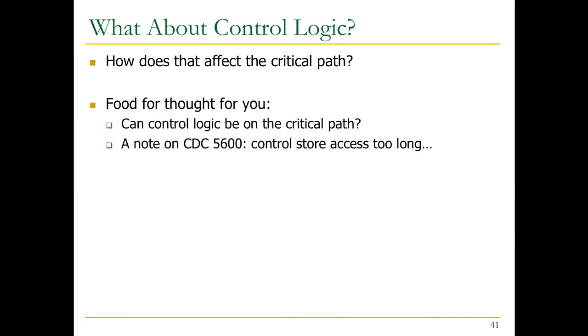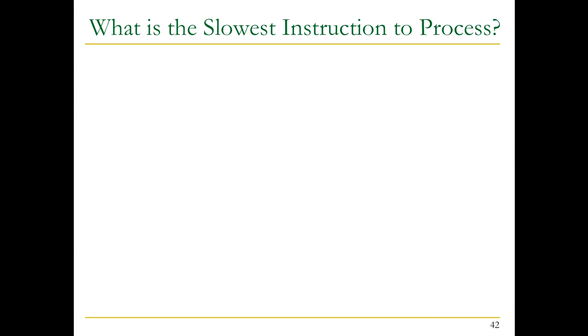For example, there were machines, Control Data Corporation's 6600 machine at a control store base. It was a microprogram machine. And the control store access was too long. As a result, it was the critical path. So they actually did a lot of hoops to make their control logic pipelined. But we're not going to talk about that. So whenever you're designing a machine, you should be very careful about the critical path. Control logic can affect it, data path can affect it, and you really need to be cognizant.